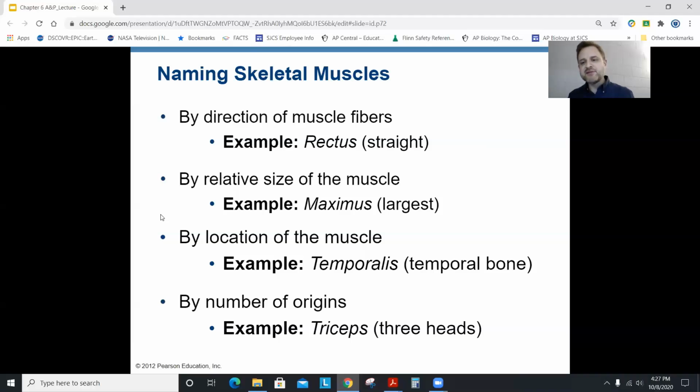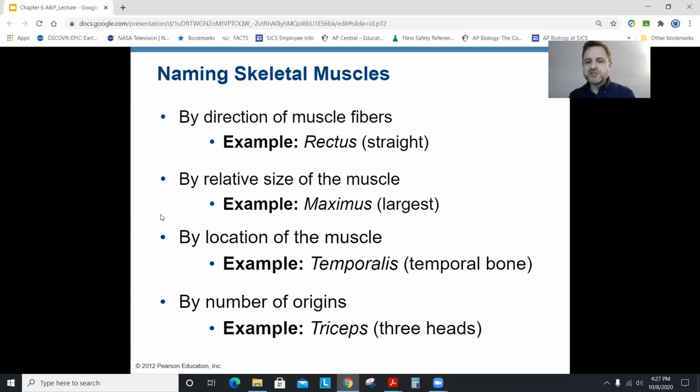Okay, so naming skeletal muscles, these have all kinds of wonky names. So just some general trends. The direction of muscle fibers: rectus in Latin means straight, so the muscle fibers are going straight up and down, like the rectus abdominis in your abs, which we'll get to in a minute. Relative size, maximus versus minimus. Maximus obviously is bigger, minimus is smaller. The location: your temporalis muscle attaches to your temporal bone, so that might tell you sort of where it is.